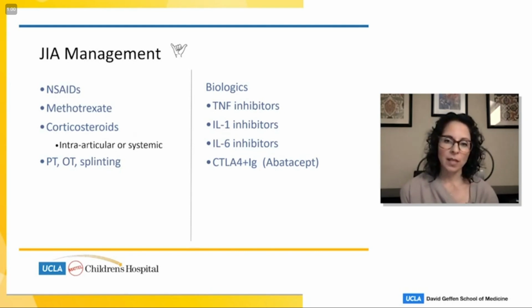Biologics specifically include targeted treatment, targeting the pro-inflammatory cytokines as listed: tumor necrosis factor, interleukin-1, interleukin-6, as well as CTLA-4, which blocks the co-stimulatory signal for the activation of T cells. In addition to medications, there's supportive care with heat, as well as physical therapy, occupational therapy, and resting night splints. It's very critical to getting their range of motion back.